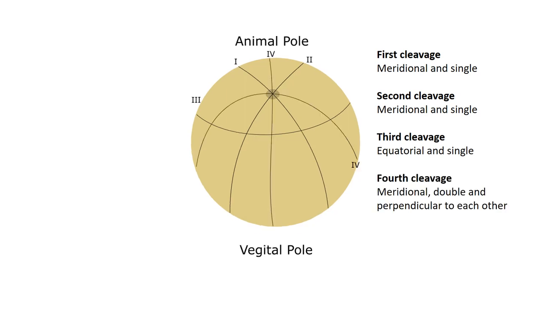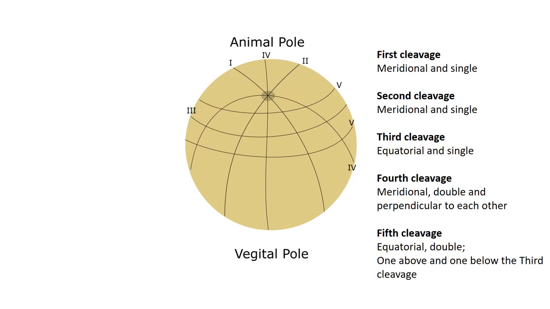Fourth cleavage is meridional, that is vertical, but it is double. It passes through that black dot on animal pole, but two planes of the fourth cleavage are perpendicular to each other, as you can see in this diagram. Fifth cleavage is equatorial, that is horizontal, but there are two planes. One plane is above the third and second plane is below the third.